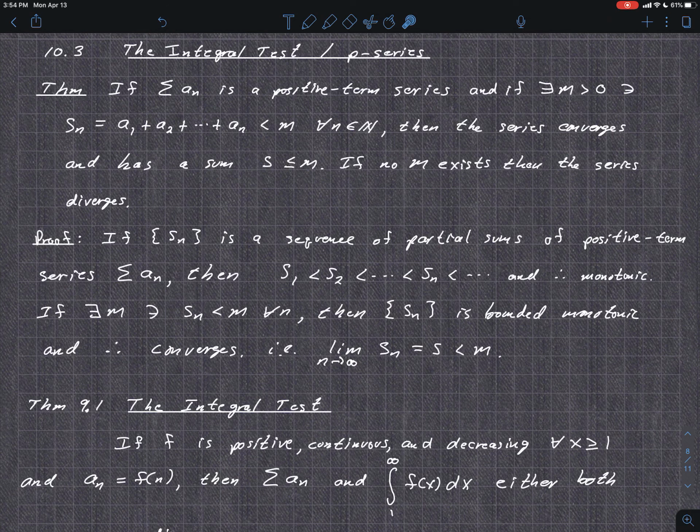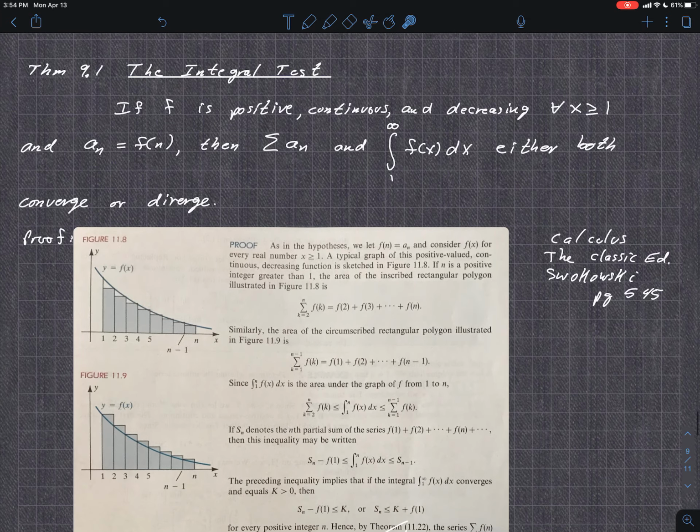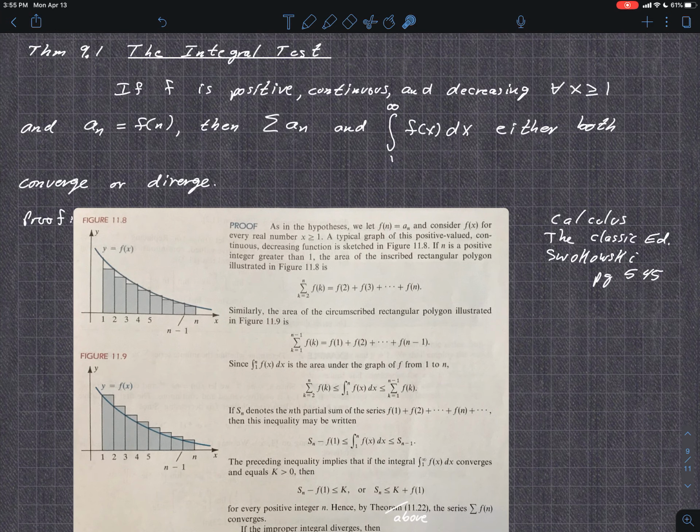So it's like showing that there's an upper bound, is what that's really called. If you can find an upper bound m, and you know the sequence is monotonic, remember it's the partial sums, then you know it has to converge. So we're going to use that theorem in this integral test. Theorem 9.1 is called the integral test. So this is when we'll be applying this one.